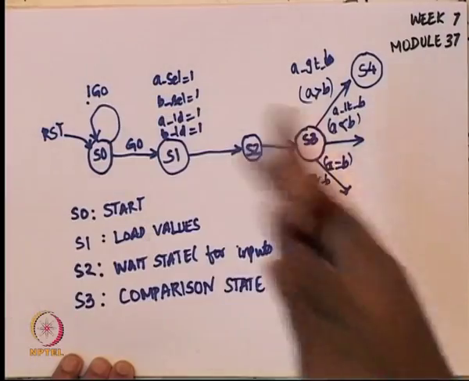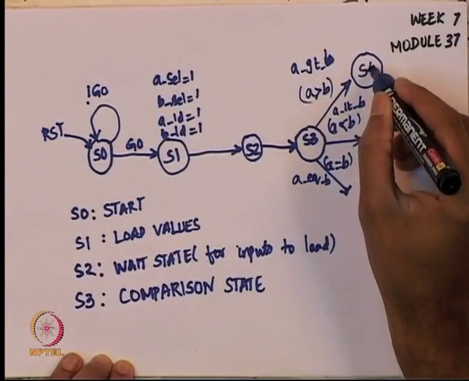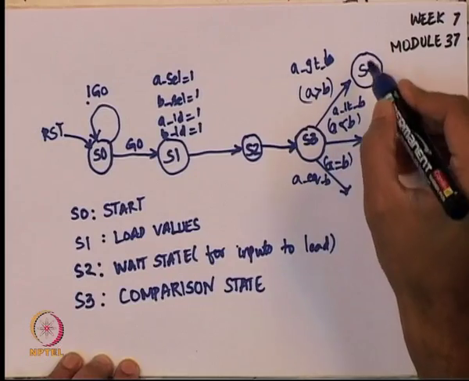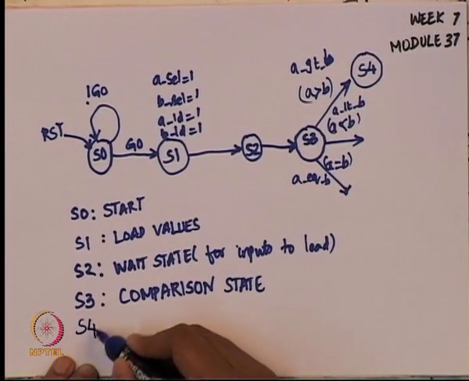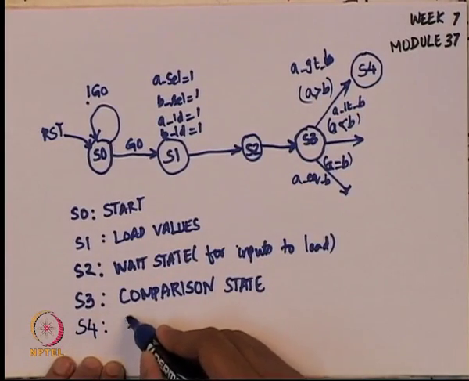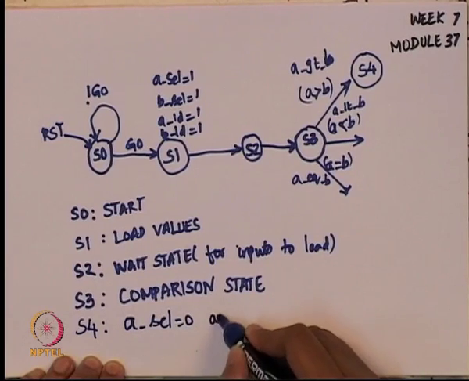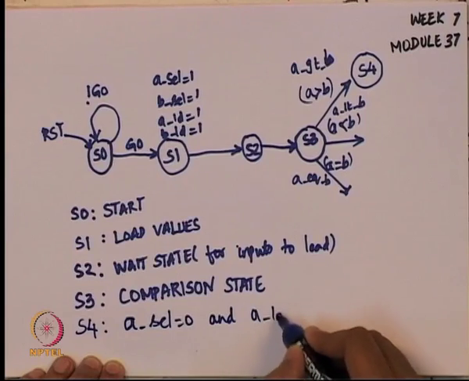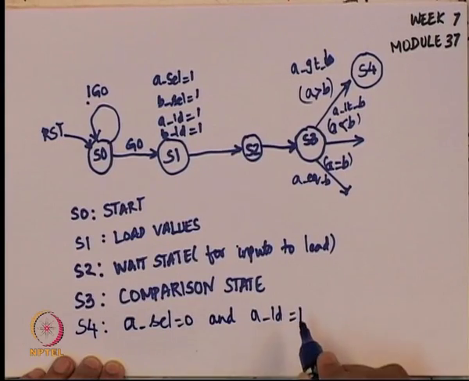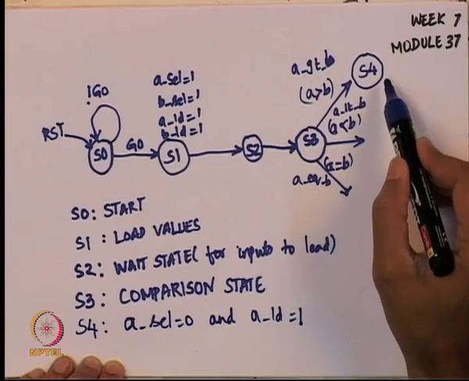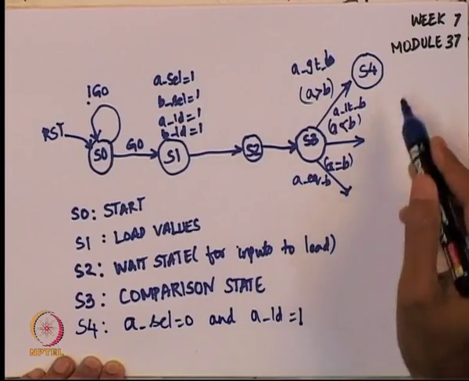So, that is what I am going to do now. In state S4, I am going to make a select equal to 0 and a load equal to 1, so that a equals a minus b gets done.